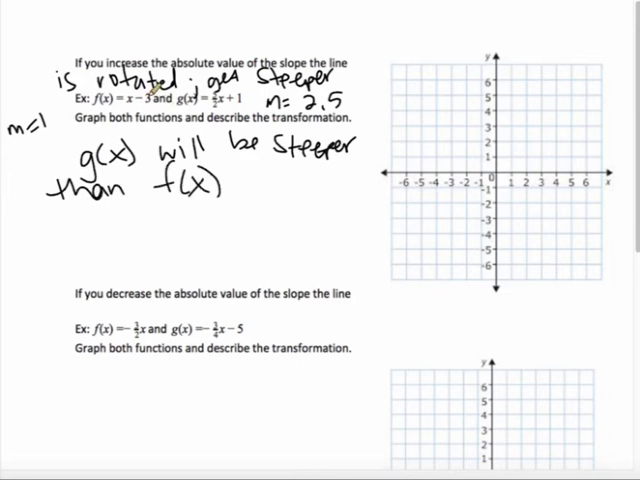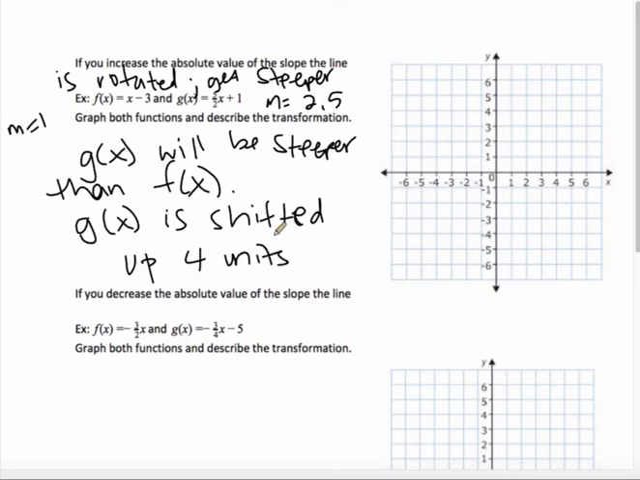What else changed? Well, the y-intercept changed from -3 to 1. So g of x is shifted or translated. How many units? From -3 to +1 is shifted up 4 units. So it's going to be steeper and it's going to be shifted up 4 units. All right, so I'm going to start at -3 and I'm going to go up 1/1. Slope is 1.